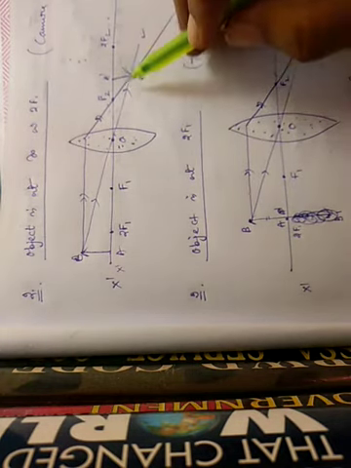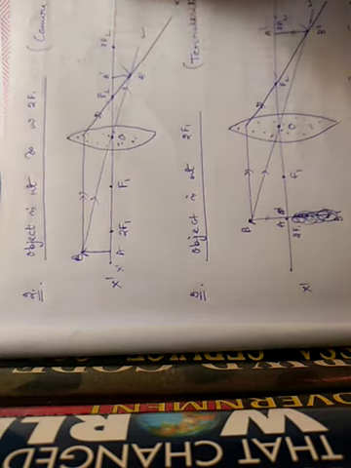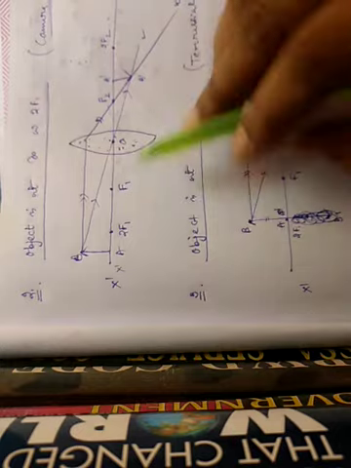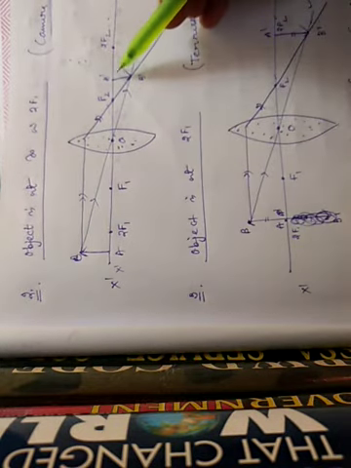Now we'll discuss where it will be used. It is used in a camera lens. Camera lens means the object is very far from our lens, so we can get a real and inverted image.